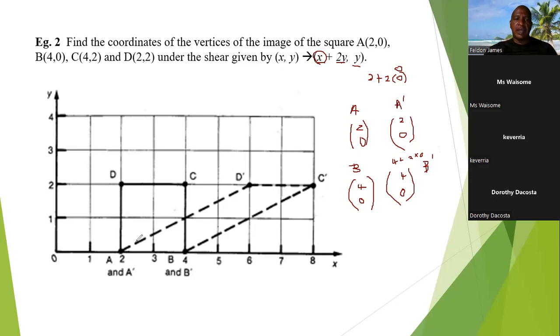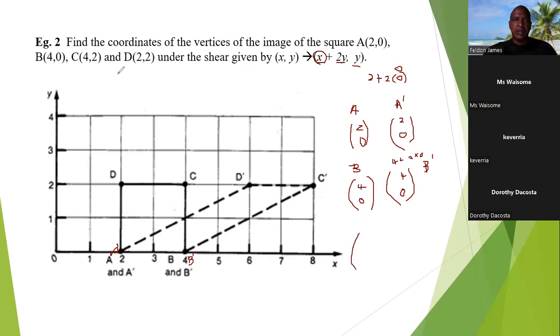Now, if you look here, you notice that this is where A dash is. So A dash is at the same place as A. And B dash is also at the same place as B. So the only ones we might shift would be D dash and C dash. So let us do those and see what happens.